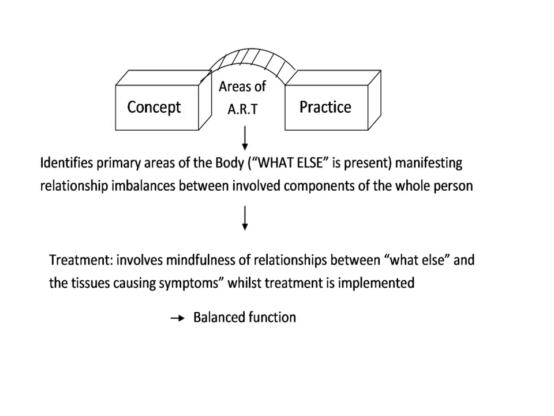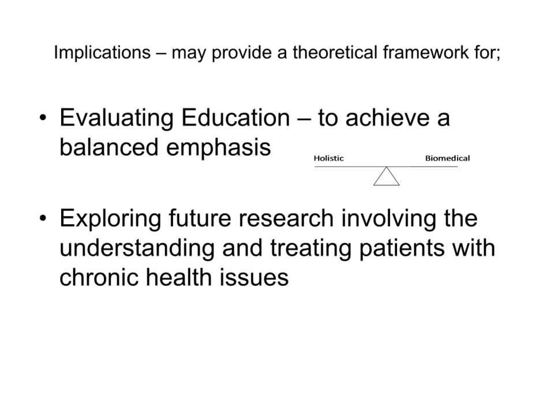In terms of bridging the gap between concept and practice, the diagnostic triad of ART was found to be a linking element. This identifies primary areas in the body, or what else is present, manifesting relationship imbalances between involved components of the whole person. Treatment involves being mindful of these relationships between what else and the tissues causing symptoms whilst treatment is being implemented. The restoration of balanced function is a clue that one's treatment is successful. This study may provide a theoretical framework for evaluating education and exploring future research involving patients with chronic health issues.